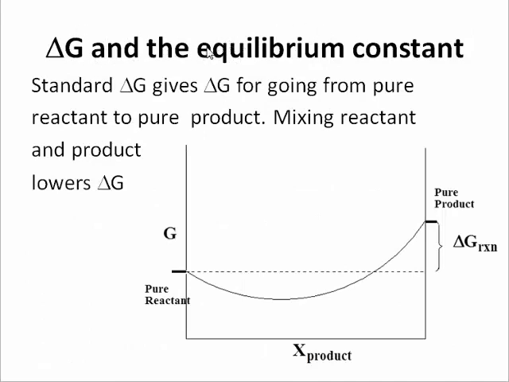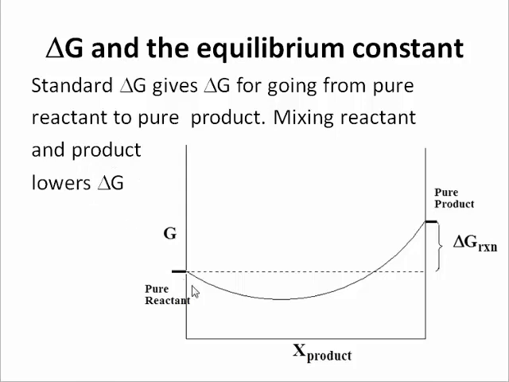It can be shown that there is a relation in any reaction between delta G and the equilibrium constant K. When you calculate a standard delta G from data tables, the standard delta G gives you a delta G from going from pure reactant to pure product. Mixing reactants and product increases delta S for the system and lowers delta G.